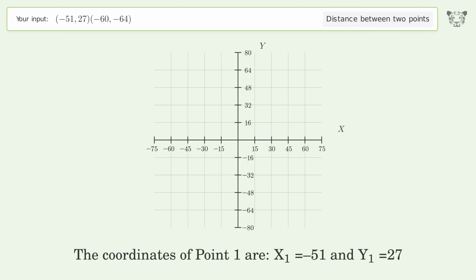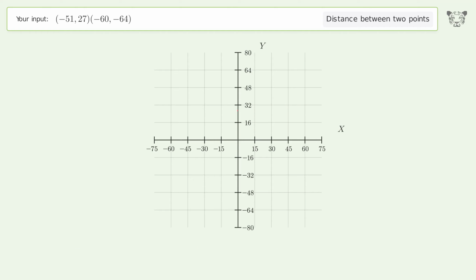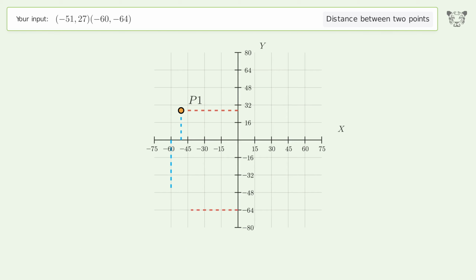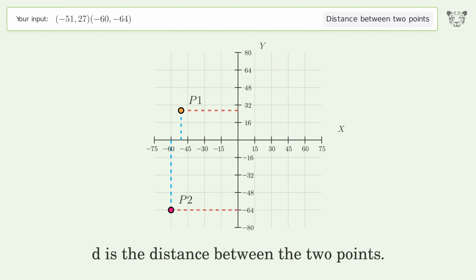The coordinates of point 1 are x1 equals negative 51 and y1 equals 27. The coordinates of point 2 are x2 equals negative 60 and y2 equals negative 64. D is the distance between the 2 points.